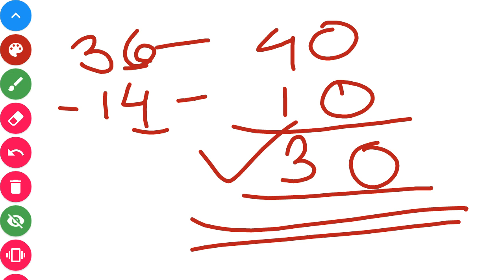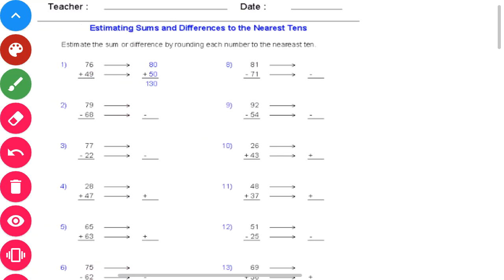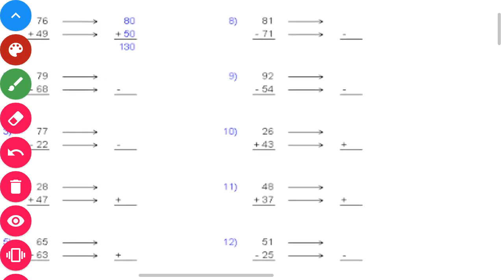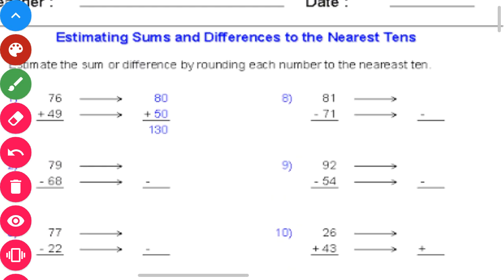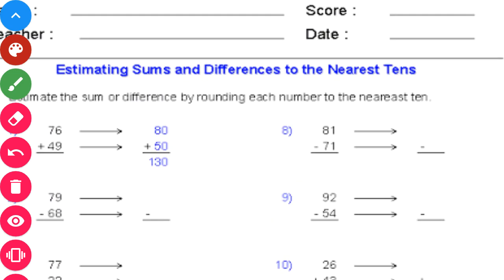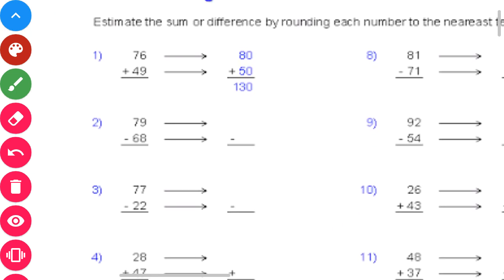Okay. So we have gone through the examples. Now let us move toward the worksheets. This is estimating the sum and difference to the nearest tens. So here in this worksheet, sum is also given and estimation of difference is also given. Okay. We will do differences. Let us start with question number 2.